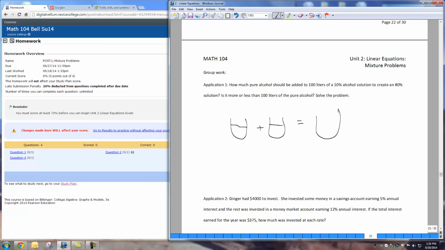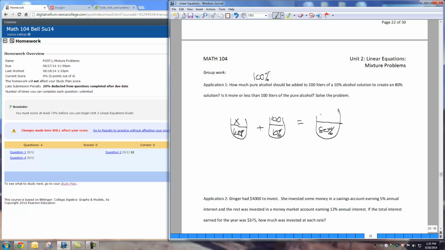All right. So we have, how much pure alcohol? What's the percentage of pure alcohol? Well, it's 100%. Should be added to 100 liters of 10% alcohol to create an 80% solution. So we're mixing 100% and 10% to create an 80%. What do we know as far as volume? It says how much pure should be added to 100 to create 80. So we don't know how much pure. We do know how much of the 10%, there's 100 liters.